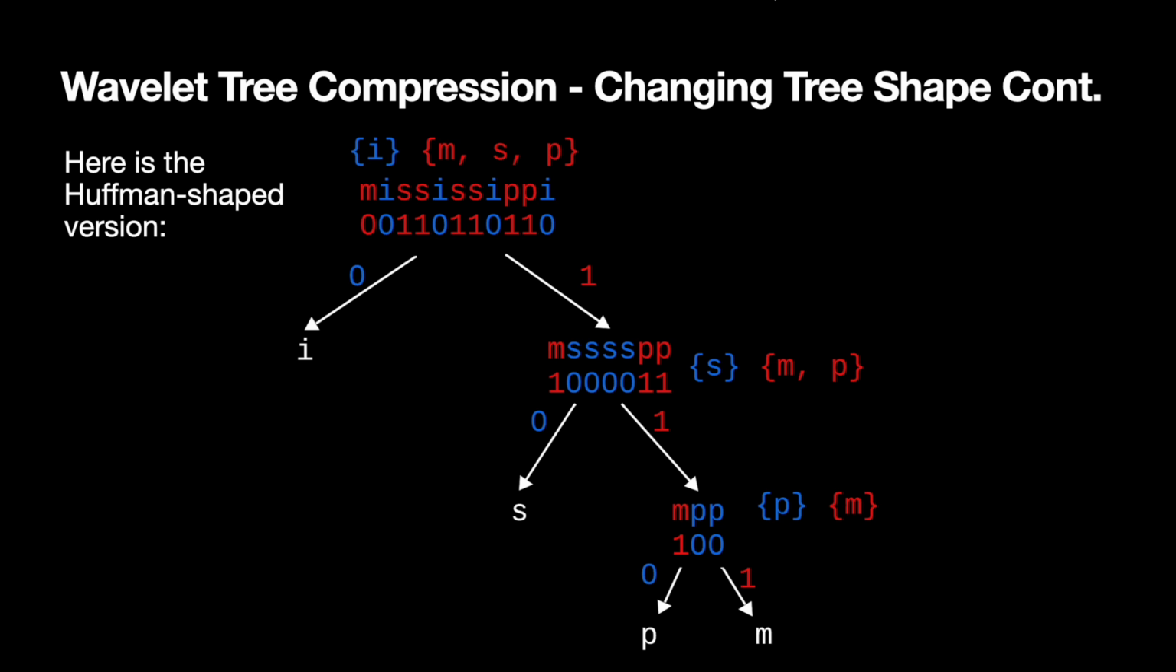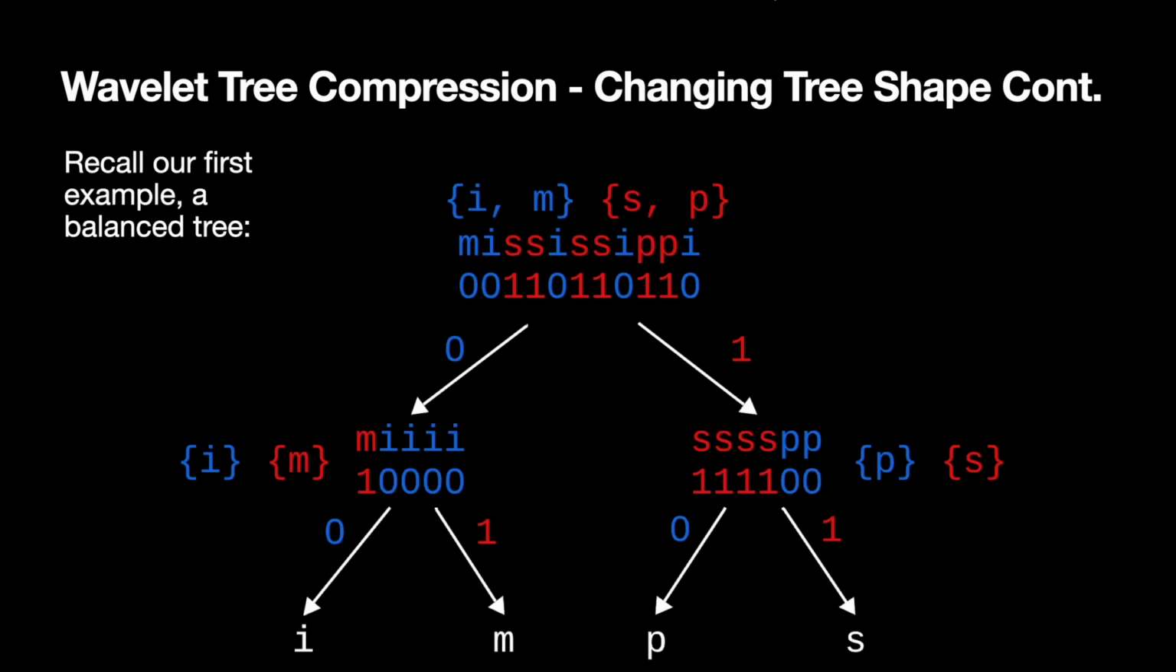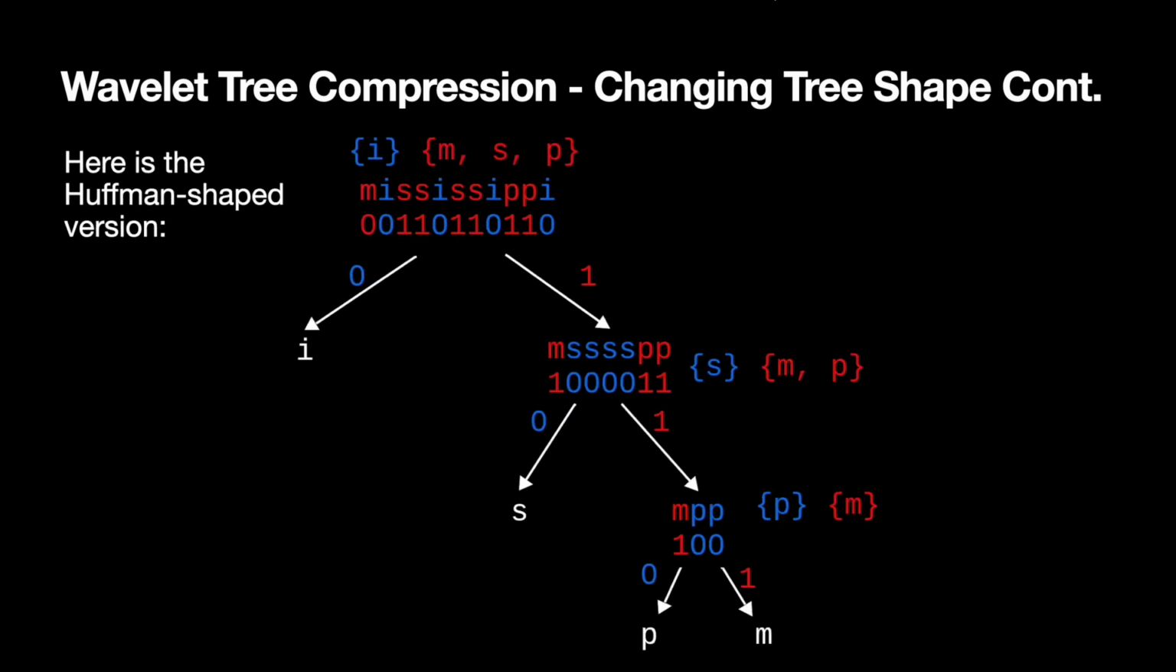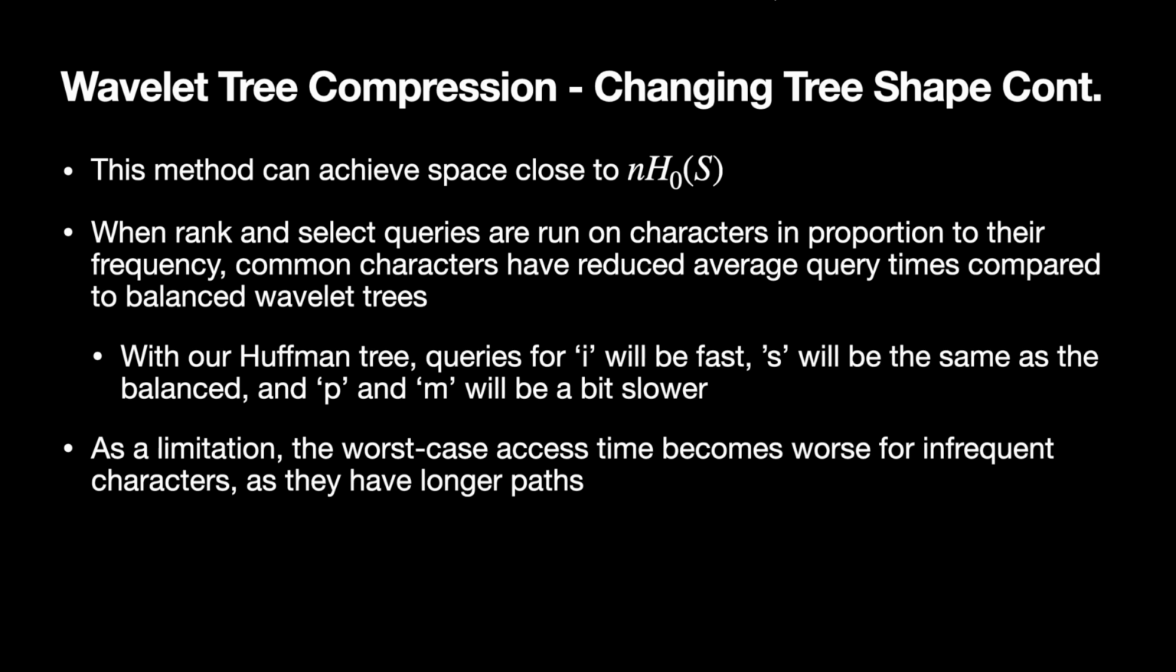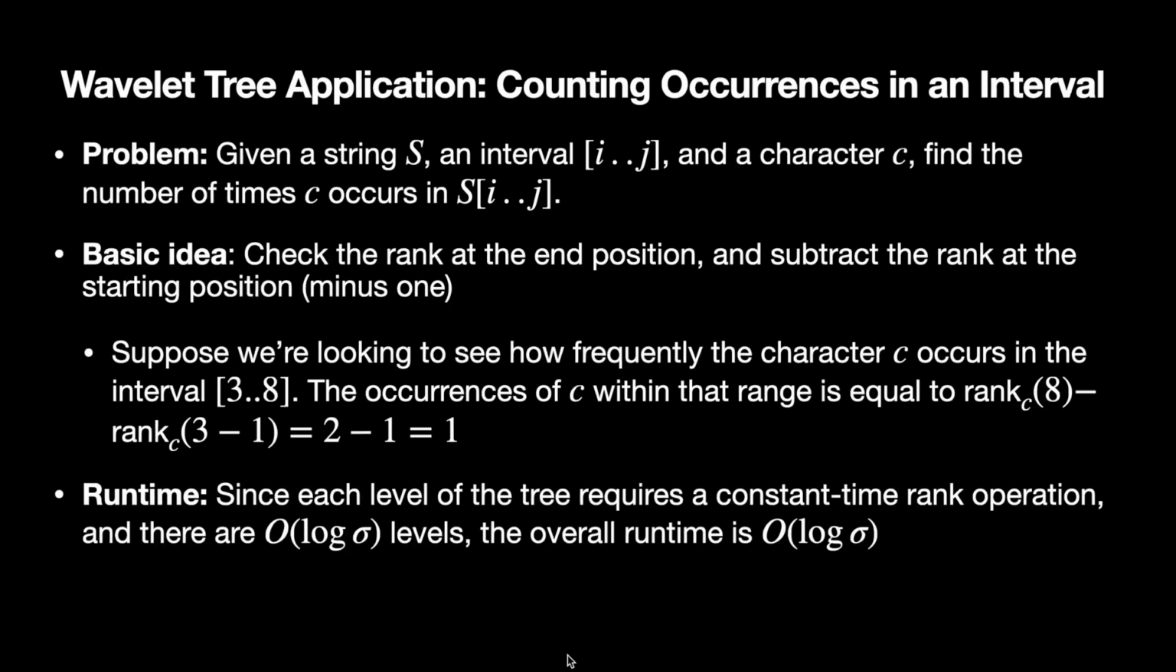It depends how you count it. You can count depth a couple of ways, but it's clearly 1 deeper than it was in the balanced wavelet tree. So for M and P, it'll actually be worse, and that's a limitation, that the worst case access time becomes worse for infrequent characters as they have longer paths.